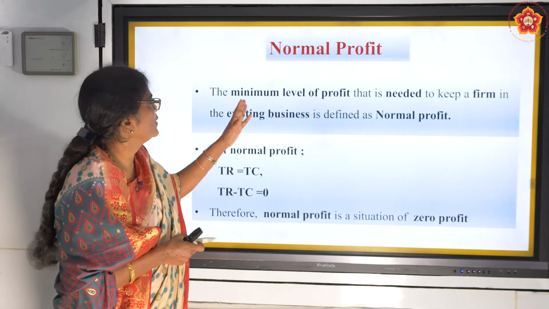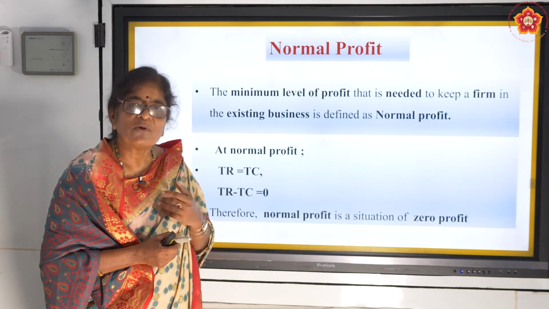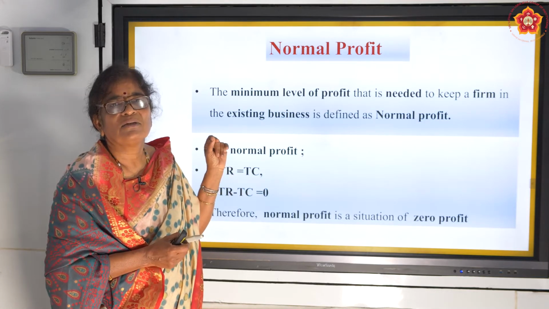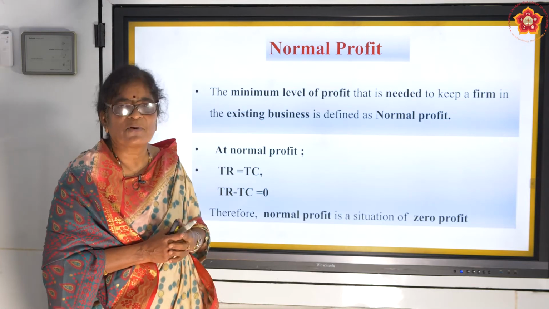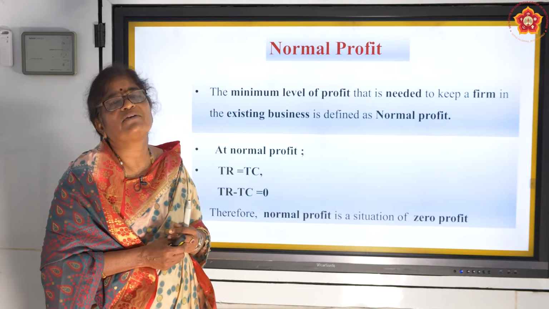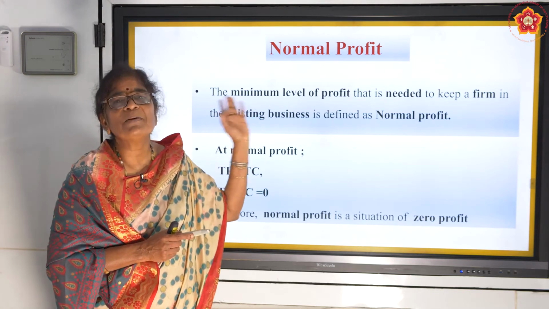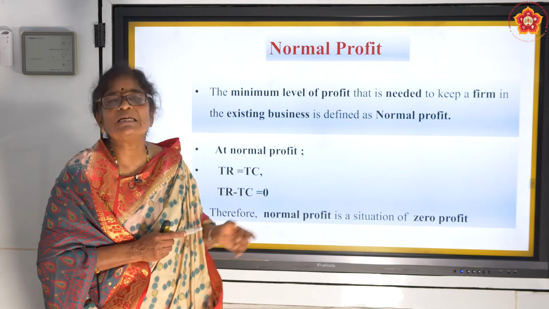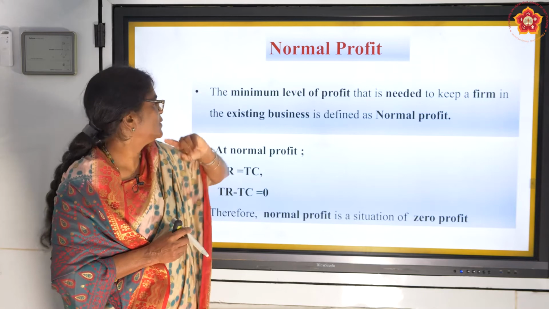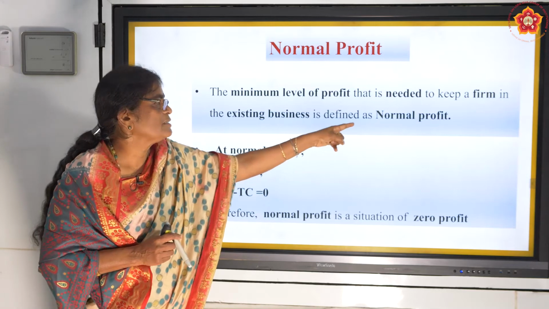The next one, normal profit. What is normal profit? We have a connection between break-even point and normal profit; both are the same, requiring the same condition. The minimum level of profit which is needed for a firm to exist in the same business is called the break-even point. Therefore, break-even point, normal profit. Normal profit is the minimum level of profit needed to keep a firm in the existing business.